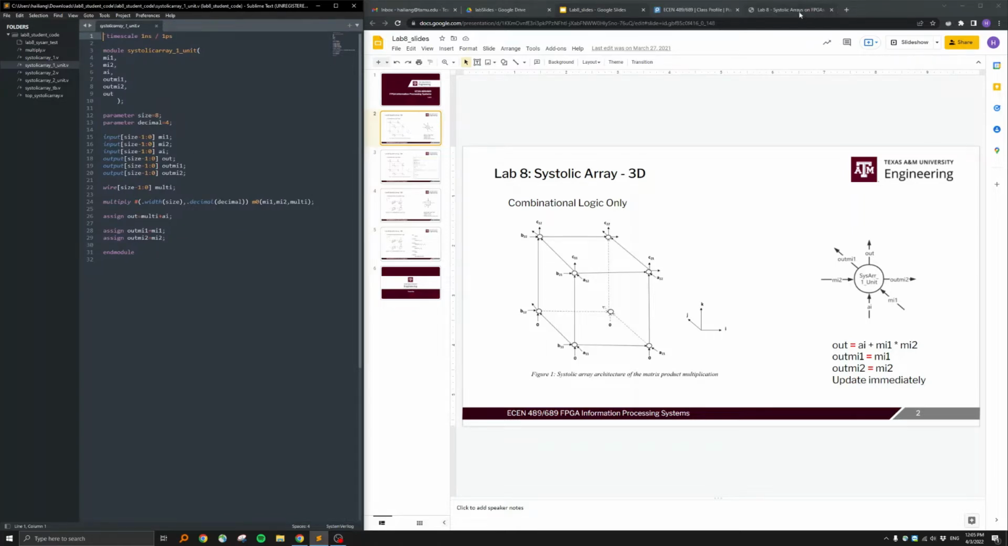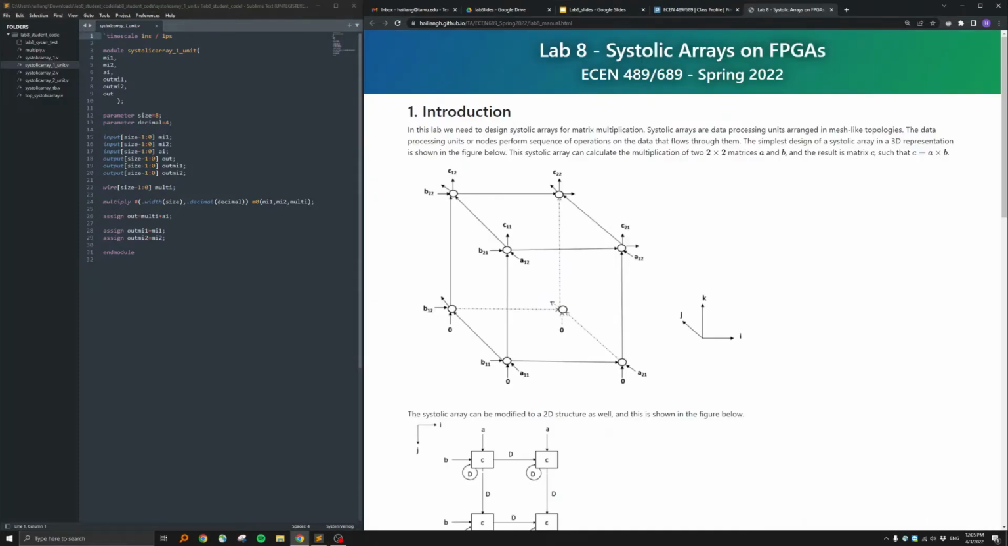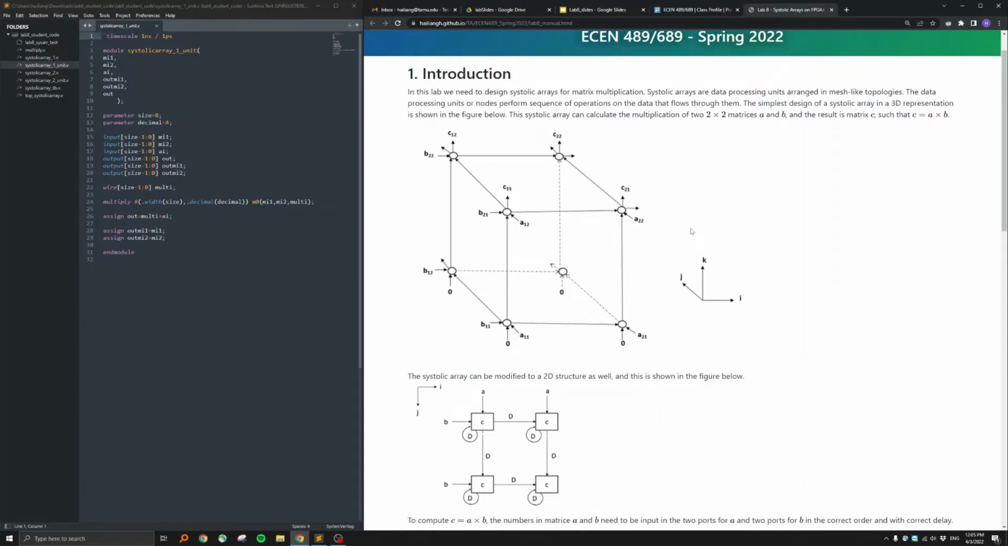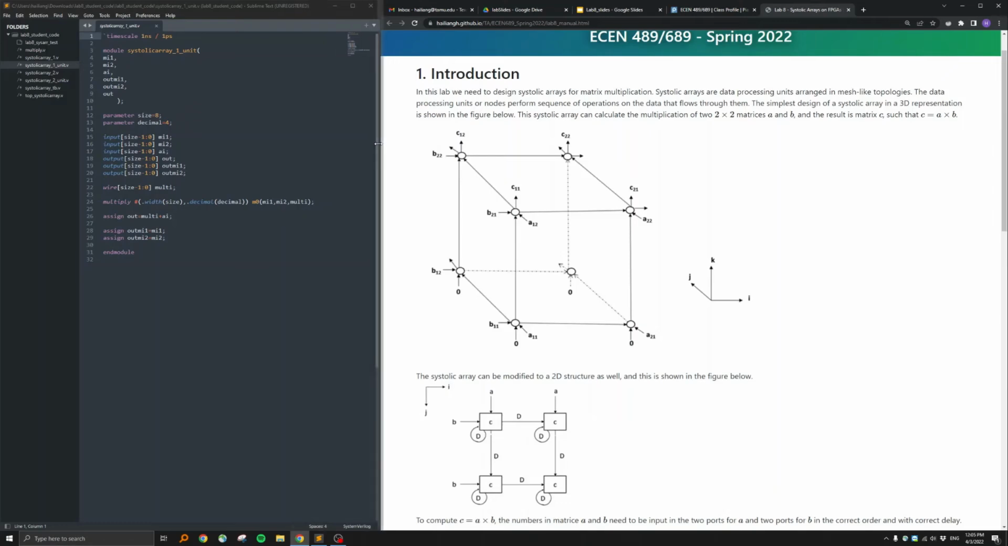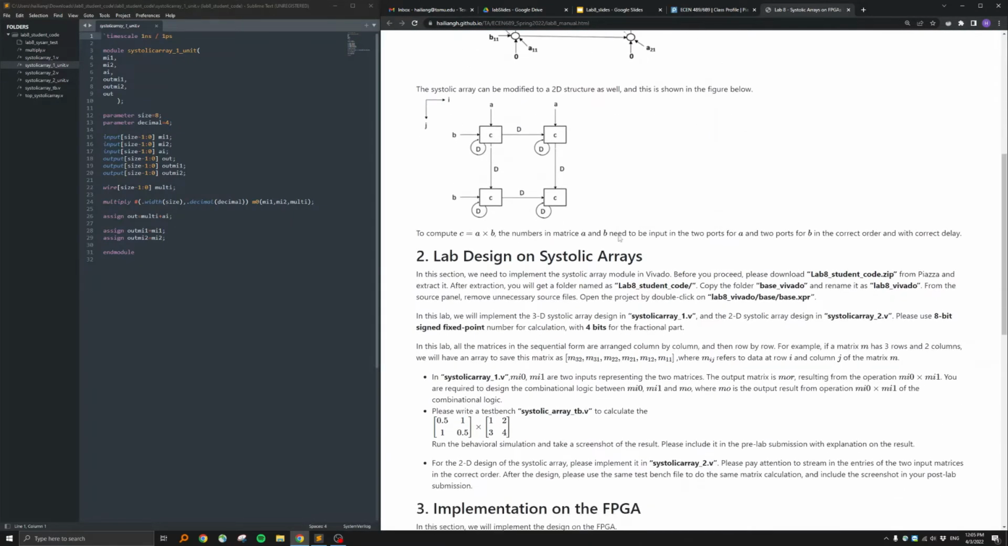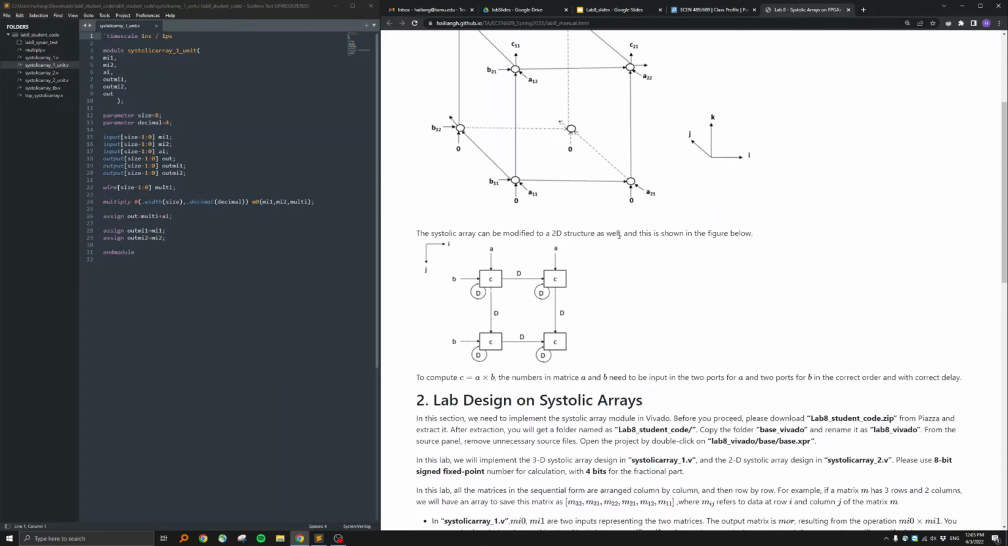In this lab, we are going to do systolic array on FPGAs. Systolic array is a dedicated structure for calculating the matrix multiplication here. It is widely used in applications such as neural networks, right? Where there's a lot of matrix multiplication or convolution operations.